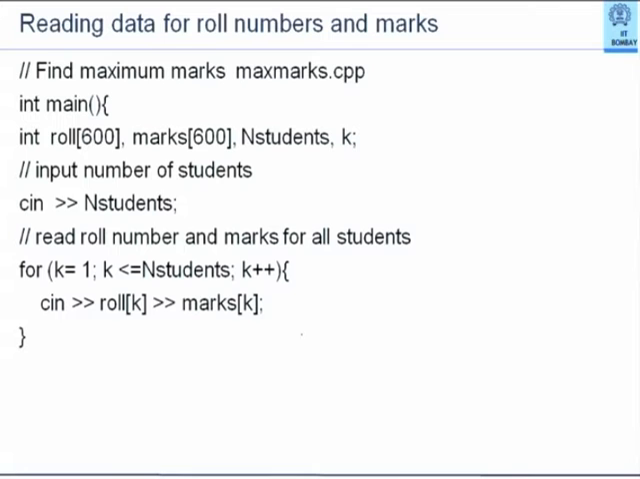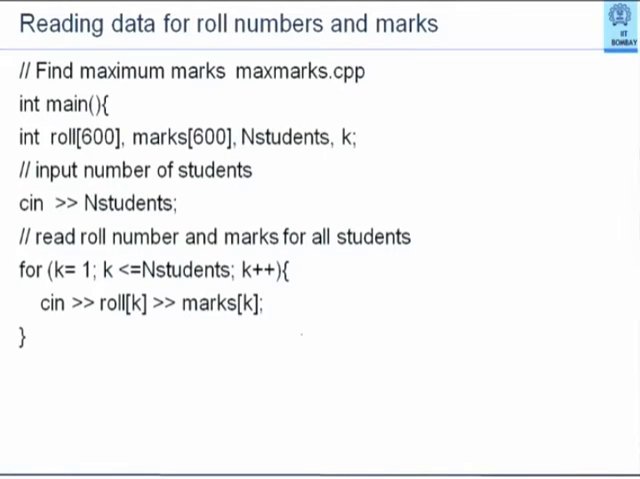Here is an example of large data. So I have roll numbers and marks for, let's say, my students of CS101. I don't know exactly how many, but I know they're not more than some 500 something. So I'll define two arrays, roll and marks, 600 each. Capital N followed by students is the number of students. And K happens to be an index which I will use to iterate around the index of the arrays. I first read the number of students, and then for K equal to 1 to N students in steps of 1, I will read roll number and marks. This is okay, this is standard, this is absolutely no problem.